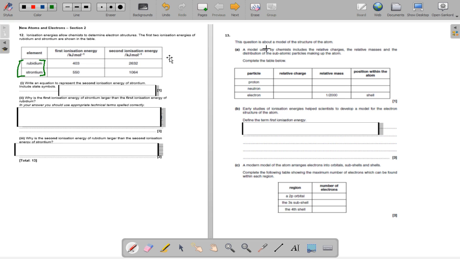Another 2 marks. And this question is on the structure of an atom. You need to complete the table about relative charges, relative masses and position within the atom of a proton, neutron, and an electron. And we need to define the term first ionization energy. So that's 3 marks. And we need to find out the number of electrons in the 2p orbital, the 3s subshell, and the 4th electron shell. That's a full shell and not subshells.